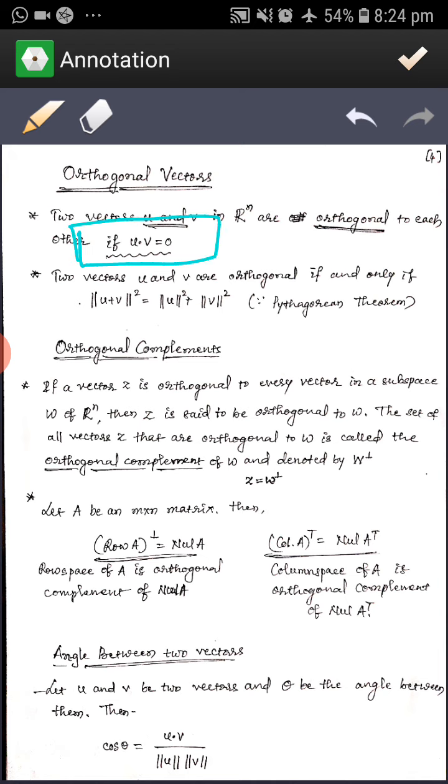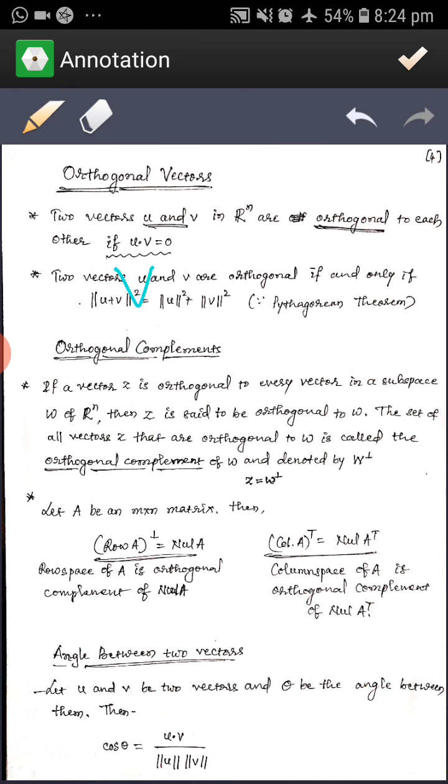Then what are orthogonal complements? What you have seen so far are orthogonal vectors, but now orthogonal complements. If a vector z is orthogonal to every vector in a subspace W of Rn, what is a subspace? It is a subset of the main vector space. In the subspace there are many vectors, and if the vector z is orthogonal to each of them, then we say that z is orthogonal to W, the subspace.